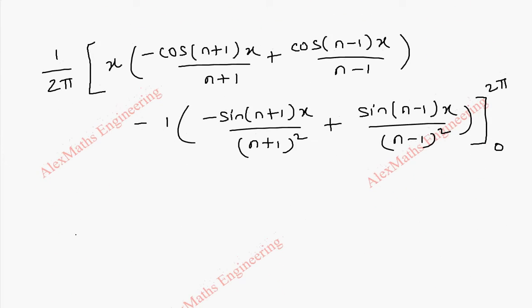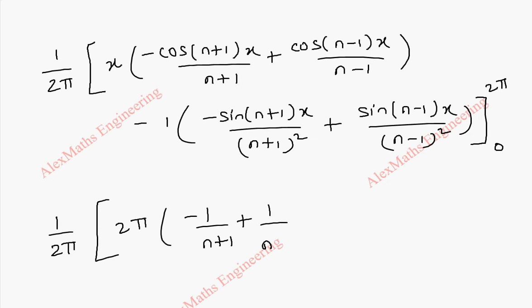Now substituting this upper limit, this becomes 2 pi, and cos of n plus 1 into 2 pi is always 1. So minus 1 by n plus 1, and again this is plus 1 by n minus 1. And sine of n plus 1 into 2 pi or n minus 1 into 2 pi is always 0.